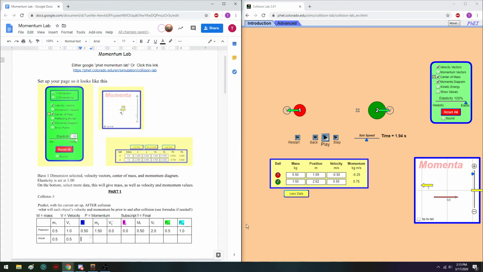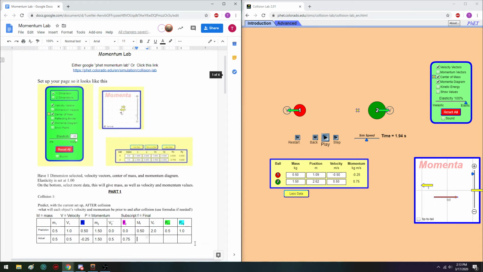So what happened to the mass? The mass stayed the same. Oop, that's the momentum. What happened with the momentum? Well, it dropped in half, except it's going in the opposite direction. What happened to the mass of the second one? Stayed the same. The velocity of the second one changed to being 0.5 instead of 0. And the momentum went up to 0.75.